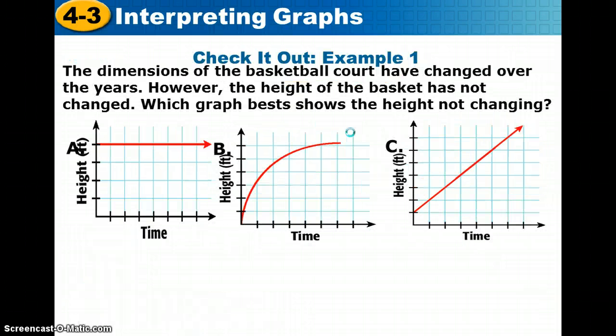Here's another one. The dimensions of the basketball court have changed over the years. However, the height of the basket has not changed. Which graph best shows the height not changing? Again, you're looking at the height over time. Which one shows the height not changing?